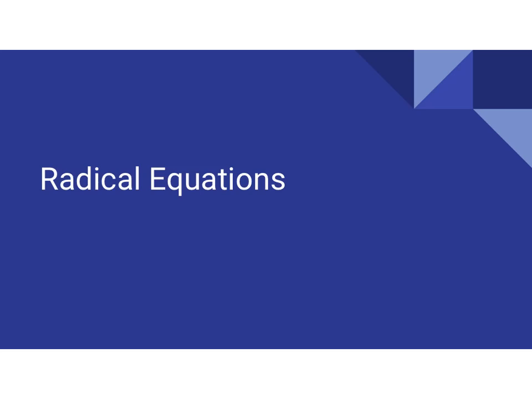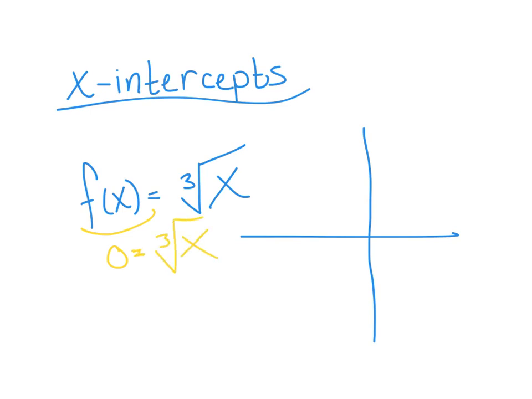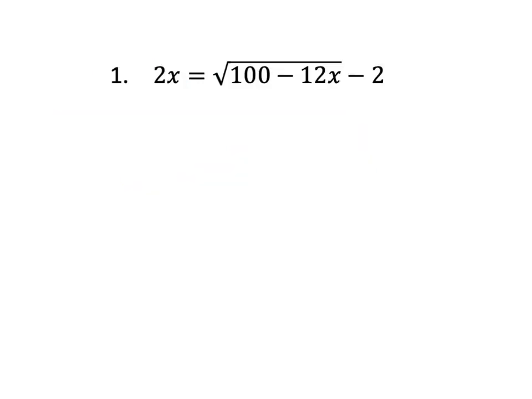In this lesson, you're going to learn how to solve radical equations. Now, if you're trying to find the x-intercepts of a radical function, you end up solving a radical equation. You let y be 0, and then you solve, and algebraically, that's how you get the x-intercepts. Okay, so if you want to know where it crosses, you've got to be able to solve a radical equation. Let's begin with an example.